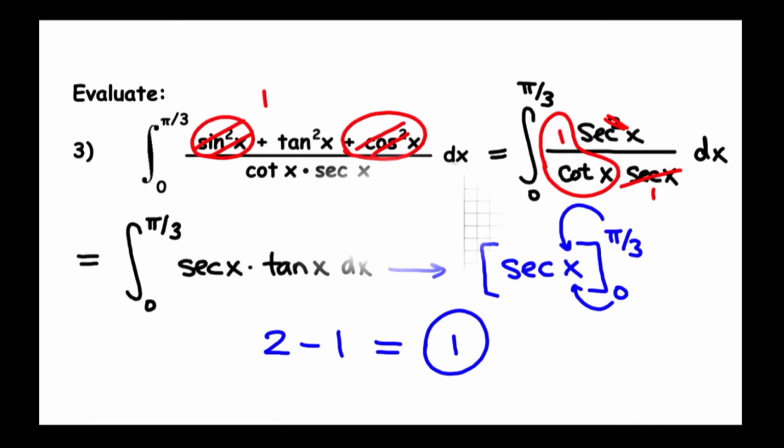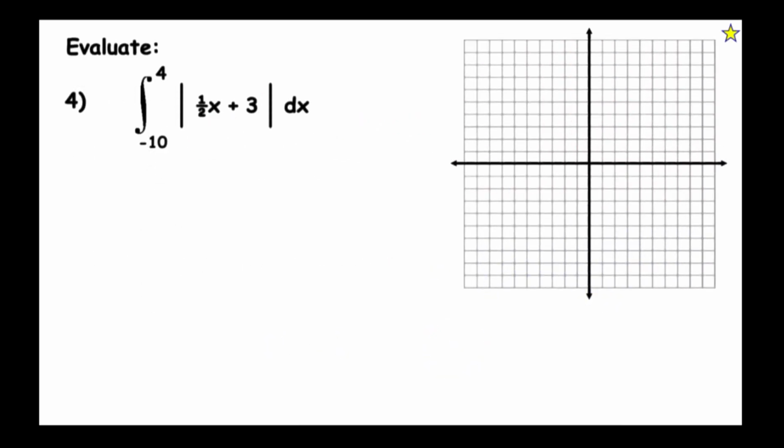All right. Okay, I want to integrate this absolute value function from -10 to +4. I think I'm going to graph it first, even though this is not really required. I think it's going to help me out. So let's see, 1/2 x plus 3. The positive side of it's going to be easy. I just go up 1 over 2. It would be a straight line. This straight line would keep going.